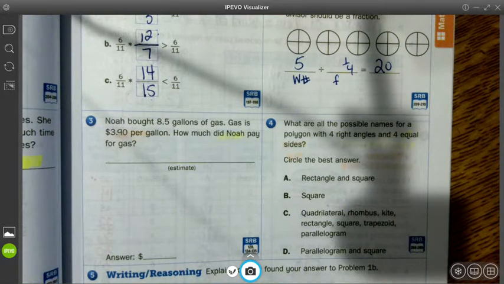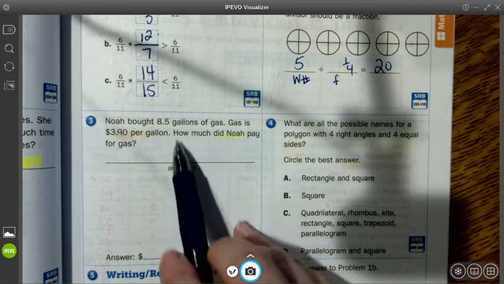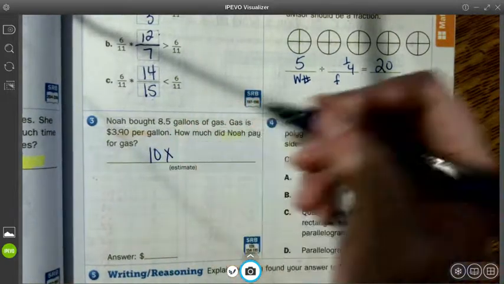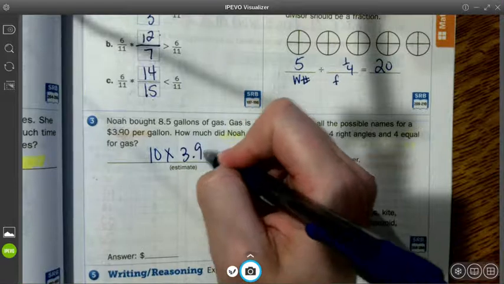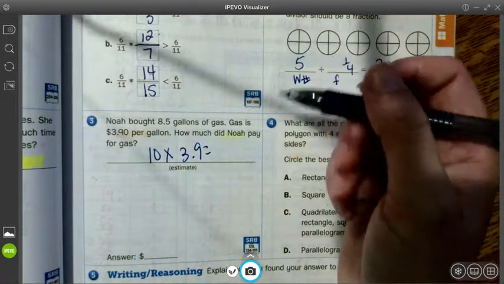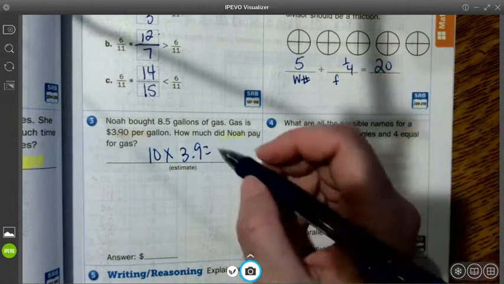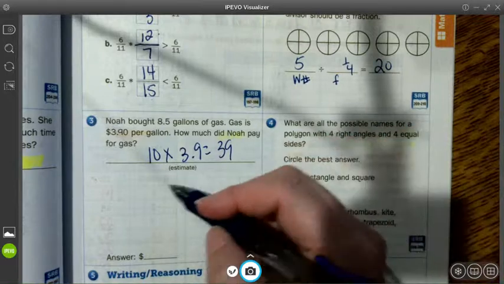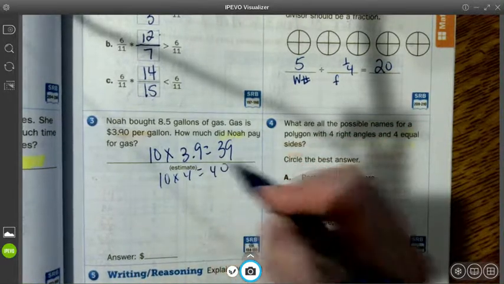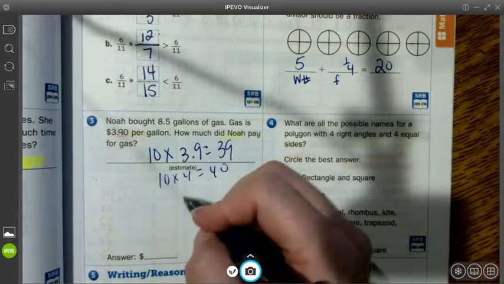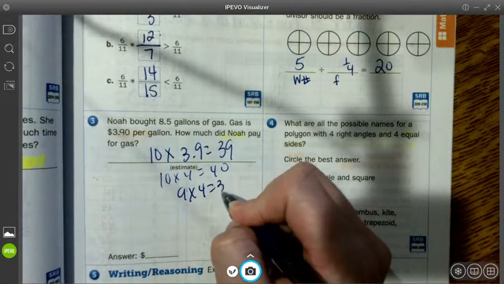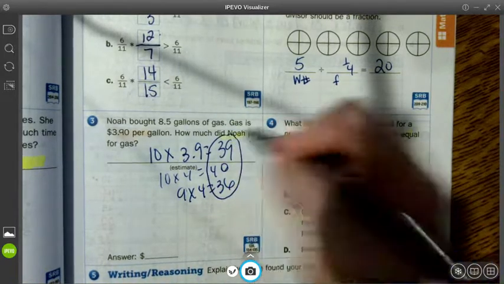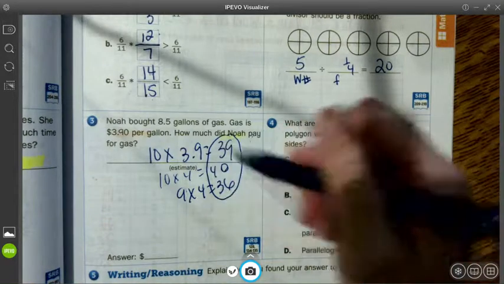Pause the video if you need more time, but if you're good to go, remember how I always said 8, anything close to 10, make it 10. You could have done 10 times 3.9, which would just be 39. You could have done 10 times 4, which is 40. You could have done 9 times 4, which is 36. Any of those are perfectly fine. Look, we're all in the same range of what our answer should be. It's going to be somewhere in this area.